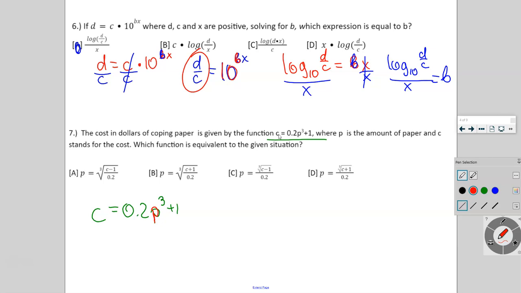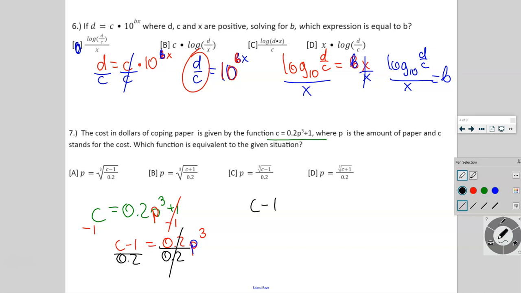To be able to do that, I got to move all this stuff out of the way. So we're going to subtract before we divide. I'm going to subtract 1 and move the 1 out of the way first. So C minus 1 now equals 0.2 P cubed. Now if I'm solving for P, what else do I have hanging in here? I have 0.2. This is a multiplication, so I'm going to divide, which is the opposite operation. I'm going to divide both sides by 0.2.